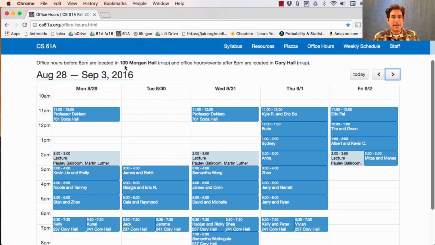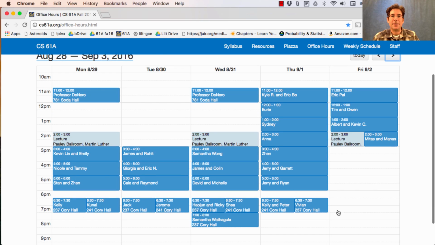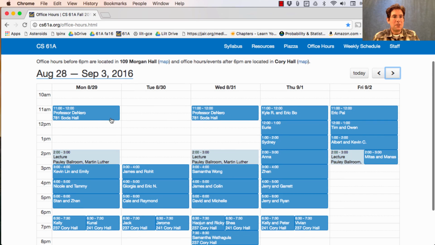Office hours before 6 p.m. are held in 109 Morgan Hall, so that would be all of these from 3 to 6. And then we have evening office hours as well that are held in Corey Hall, and you have a map to those. So all these are held in Corey Hall. All these are held in Morgan Hall. And what about this one? Well, that's held in Soda Hall because that's where my office is.